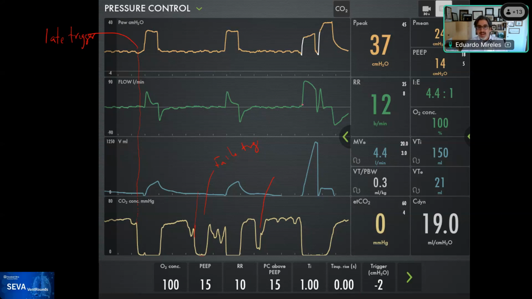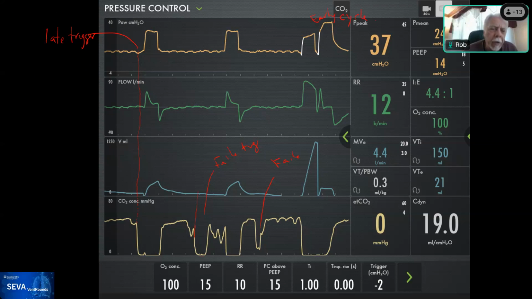Now you can see very clearly that this effort that we had over here with higher flow is definitely an early cycle. So now in this image, you have a late trigger, 2 failed triggers, and a very large breath, an early cycle. Eduardo?